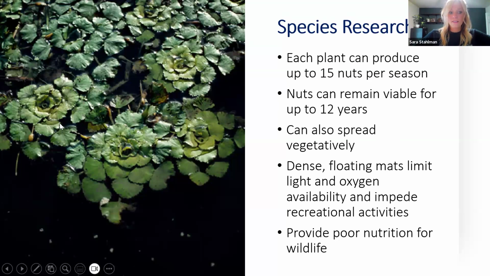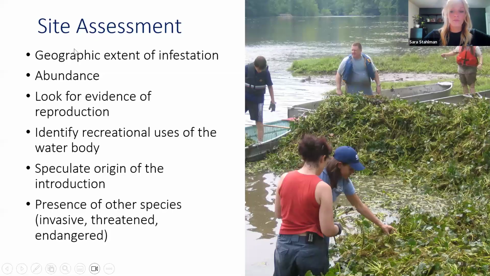But the impacts of this is that they can form these dense floating mats that often limit light and oxygen availability. They can impede recreational activities. I'll show a picture of that in just a minute. And they also provide poor nutrition for wildlife. So just kind of understanding the biology of the plant and the impacts of the plant that you're dealing with help with decision-making and determining what actions you're going to take and how.